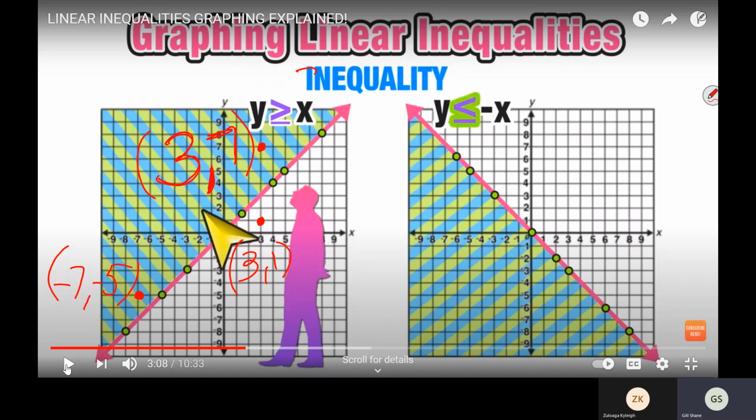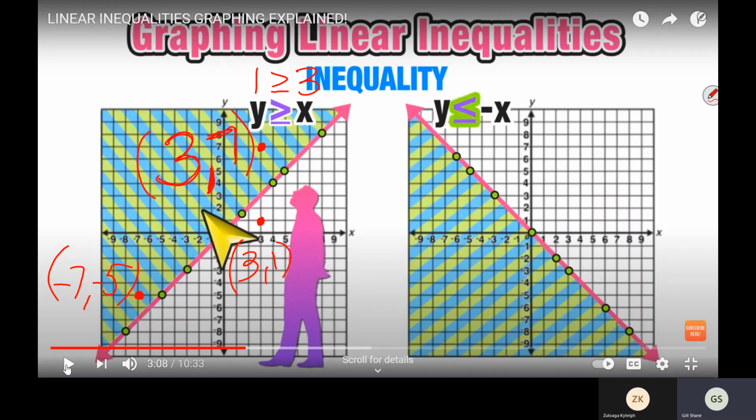So my x is 3. My y is 1. Is 1 greater than or equal to 3? Fernando, is 1 greater than or equal to 3? Well, it's a yes or no question. Is 1 greater than 3? No. You guys have got to understand, it's not an either or. Is the number 1 greater than or equal to the number 3?